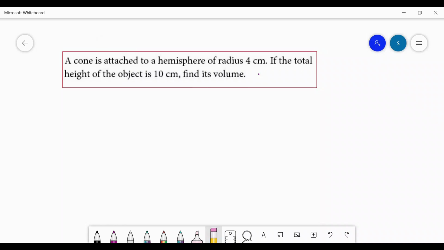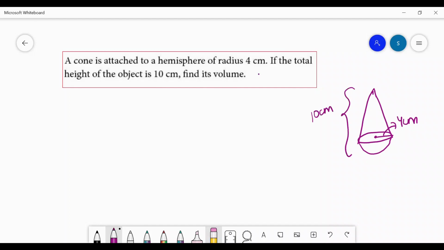Next, we have a cone is attached to a hemisphere of radius 4 centimeters. If the total height of the object is 10 centimeters, find its volume. So this is a cone and it is attached to a hemisphere of radius 4 centimeters. So this is a common radius that both the cone as well as the sphere share. Now the total height of this figure is 10 centimeters. The height of the cone would simply be 10 minus 4, which is 6 centimeters.